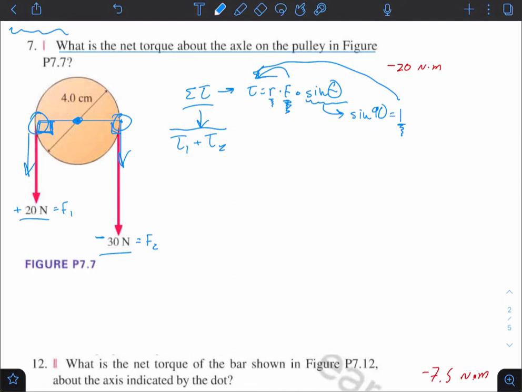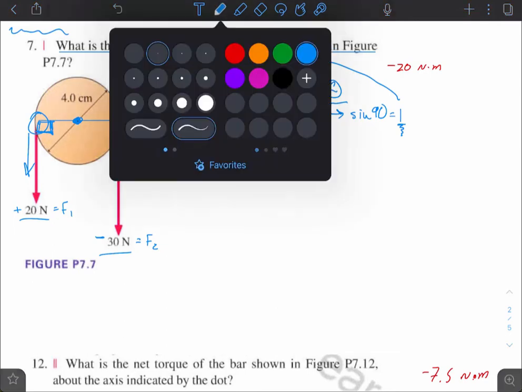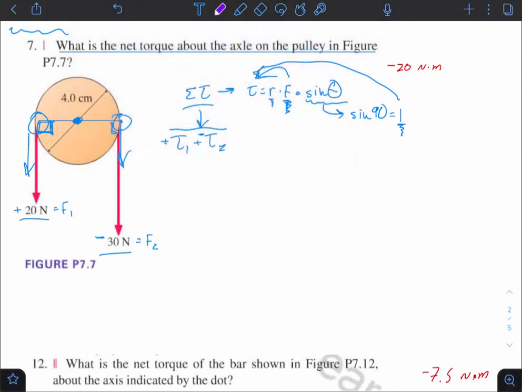So I'm going to fill in my positives and negatives. Torque 1 is going to be positive. Torque 2 is going to be negative because it's trying to rotate the wheel counterclockwise. Right? This force is pulling it this way. So torque 1 is R1 F1, minus R2 F2.